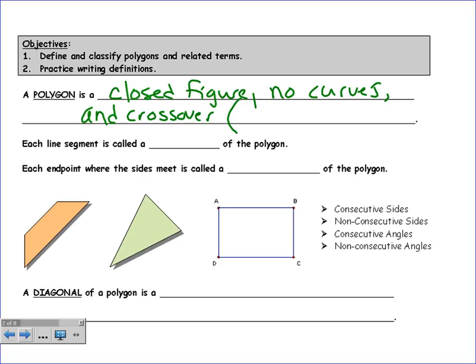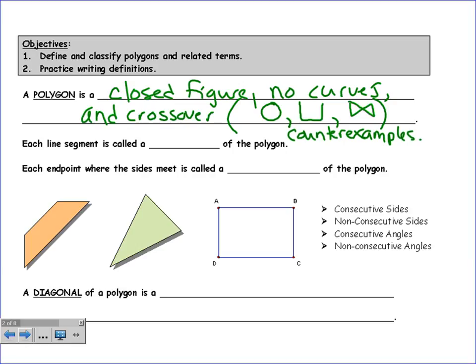Okay, let's draw three counterexamples. One would be a circle because it has curves. Another counterexample would be sort of like an open something like that. And thirdly, I'm going to draw a bow tie. I'm going to make it go this way, like so. Those are counterexamples. I'll write that down here so you guys can see them.